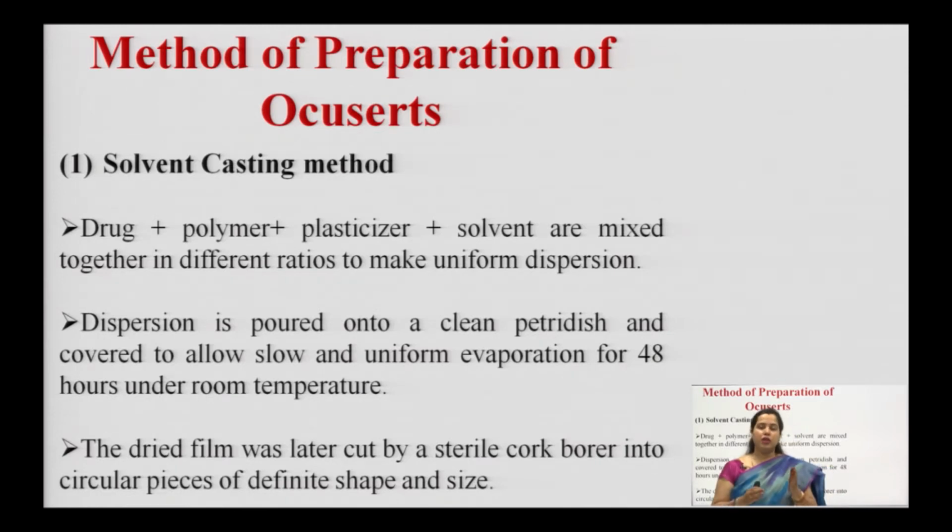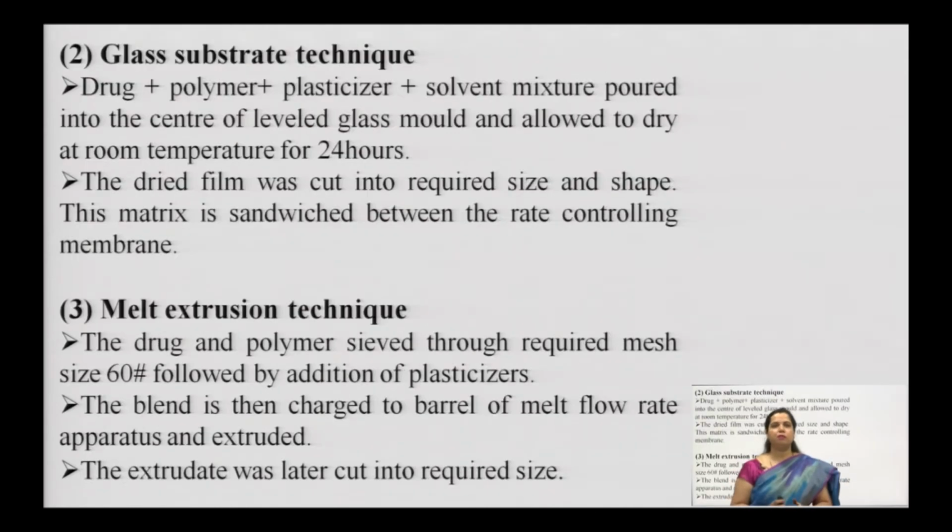That means we let the dispersion mixture stay on a petri dish to get solidified, so that we can separate out that film and use it for further evaluation. The dried film formed after 48 hours is later cut by a sterile cork borer into circular pieces of definite shape and size. So, this is how you make Ocusert using the solvent casting method.